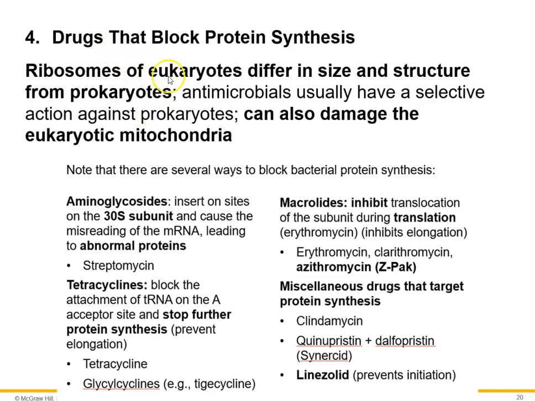Now, recall that eukaryotes and prokaryotes have different size and structure in their ribosomes. For example, the eukaryotic ribosome is 80S, and the prokaryotic ribosome is 70S. And what that means in a very practical sense is that if we have drugs that selectively target the 70S ribosome, there are going to be fewer side effects because they're going to leave our 80S ribosomes alone, so our cells can continue making proteins. Now there is one caveat to that.